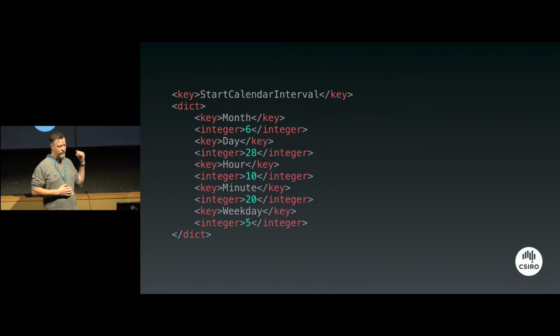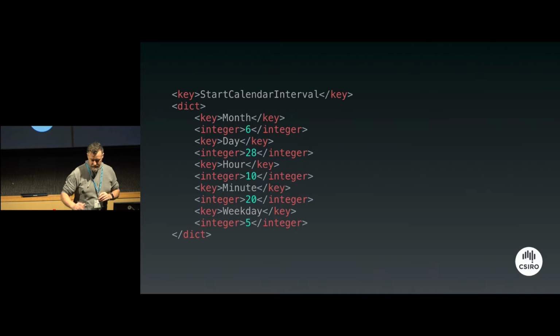However, if both day and weekday are specified, then if either matches, then LaunchD will trigger the job. So it will match if it's a Friday, or if it also happens to be the 28th of June. So just be aware of that one as well, just in case you didn't want the job to run every 11 years or whatever. It can get very verbose.